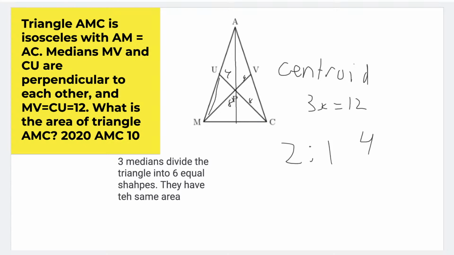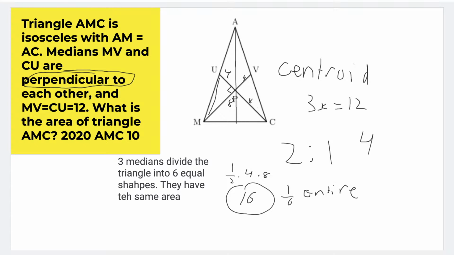This is 90 degrees because it says the medians are perpendicular to each other. So it forms a 90-degree angle, and then it's simple. It's just 1 over 2 times 4 times 8, which is 16. Now this is 1/6 of the entire triangle, so we just multiply by 6, and you get 96 as the area of triangle AMC.